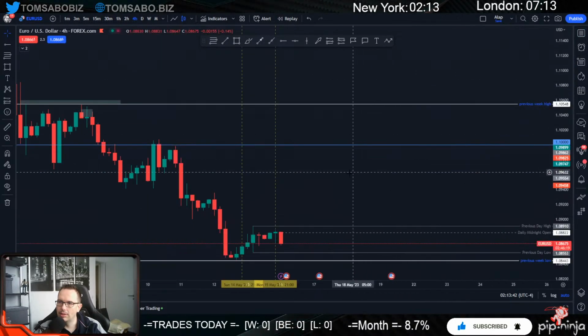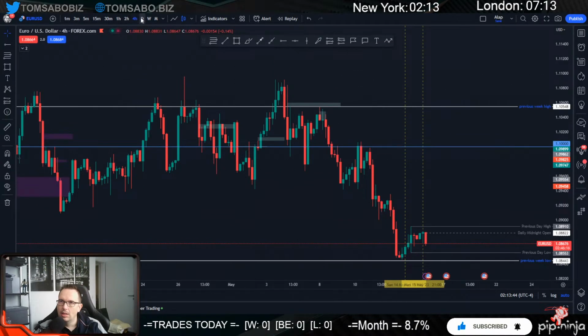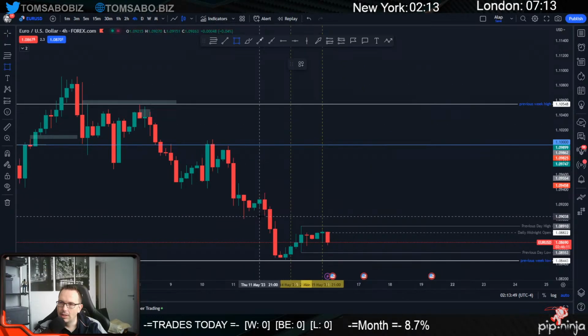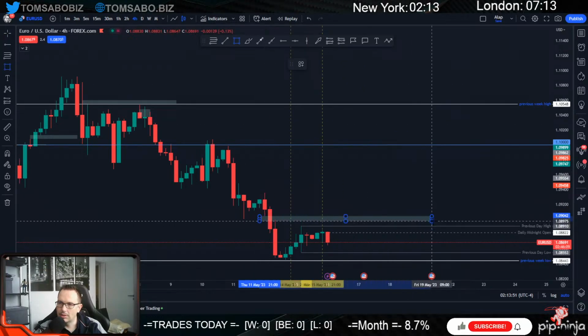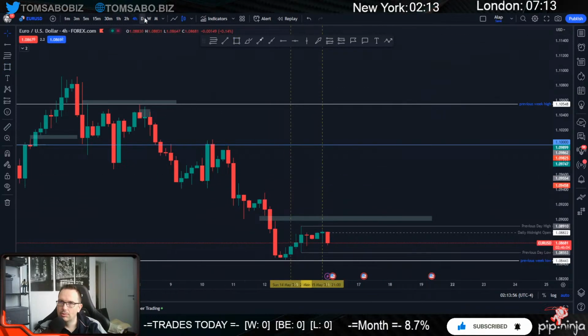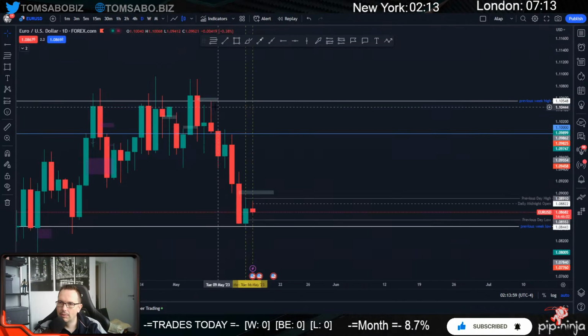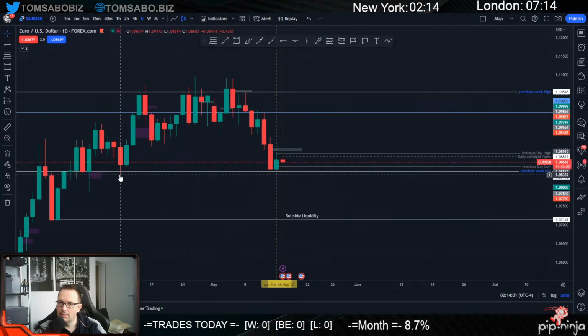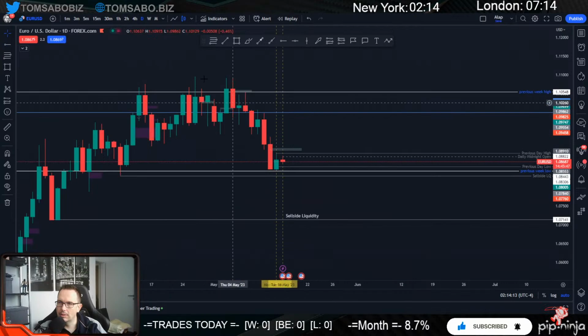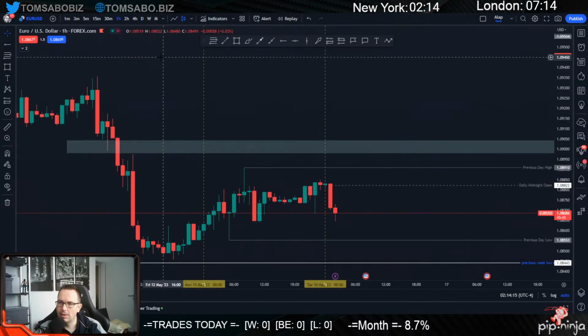Let's check the euro dollar. Euro dollar 4-hour, small fair value gap right here. Potential area of interest as a target maybe, or reversal point. Let's go check the daily. Yeah, we have sell side liquidity, not too far. Let's just put it right here. Sell side liquidity right there. All right.